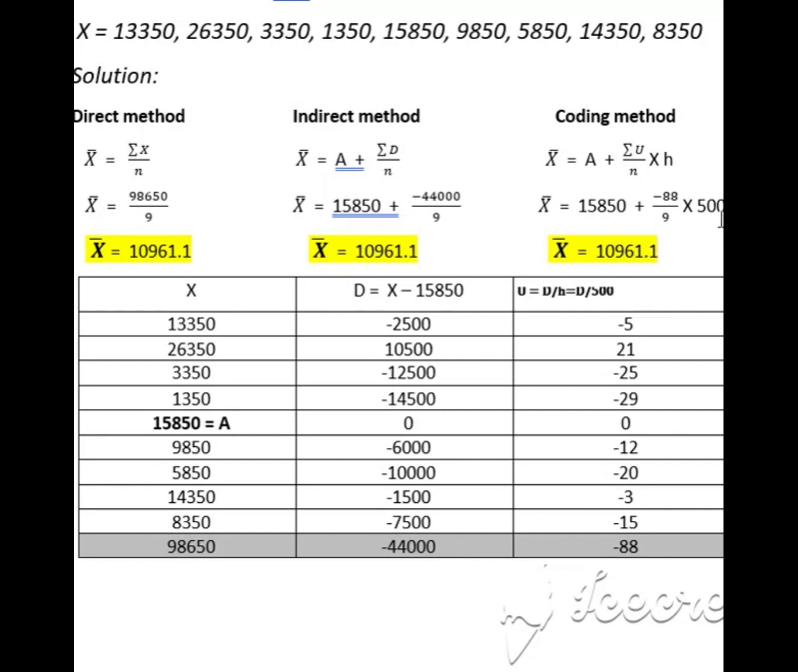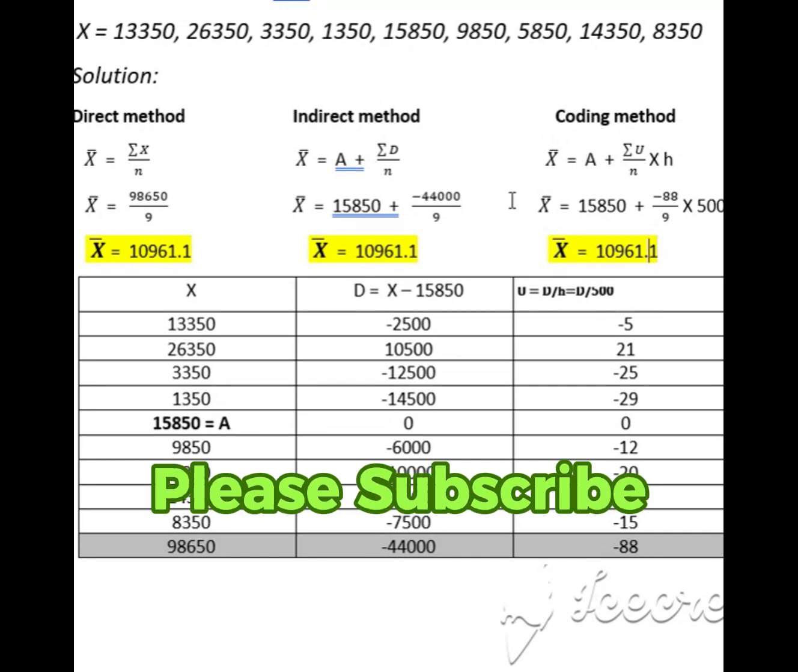Each one has the same answer, whether by direct method, indirect method or coding method. All three methods give us the same answer. This is the speciality of the direct, indirect and coding methods: for the same question, they give the same answer.